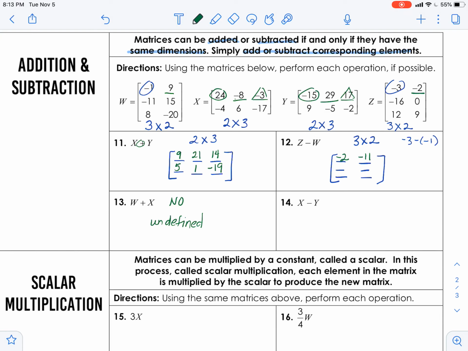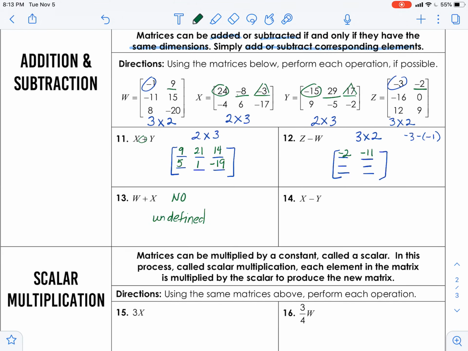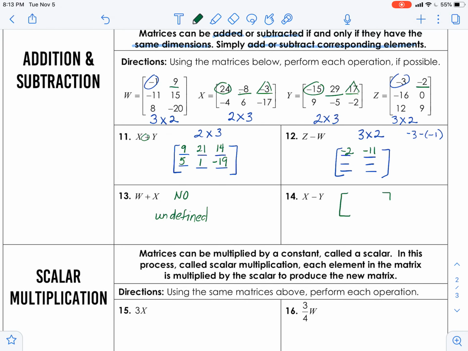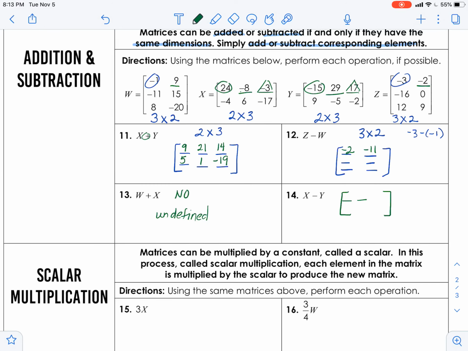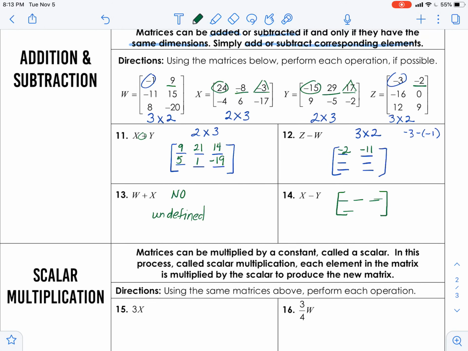And then let's try number 14. How about X minus Y? Can I do that one? And the answer is yes, I can. Those are both 2 by 3s. So again, we're going to set that up. It is a 2 by 3. Okay? And so I'll let you finish that out on your own.